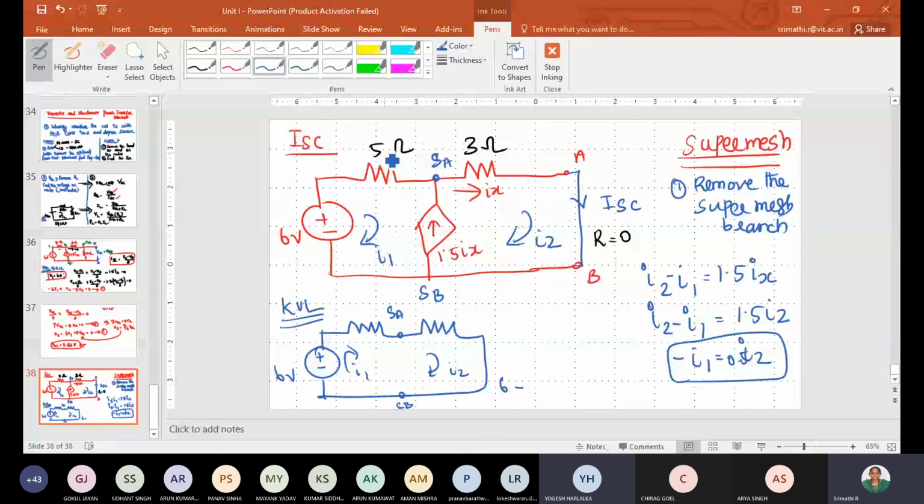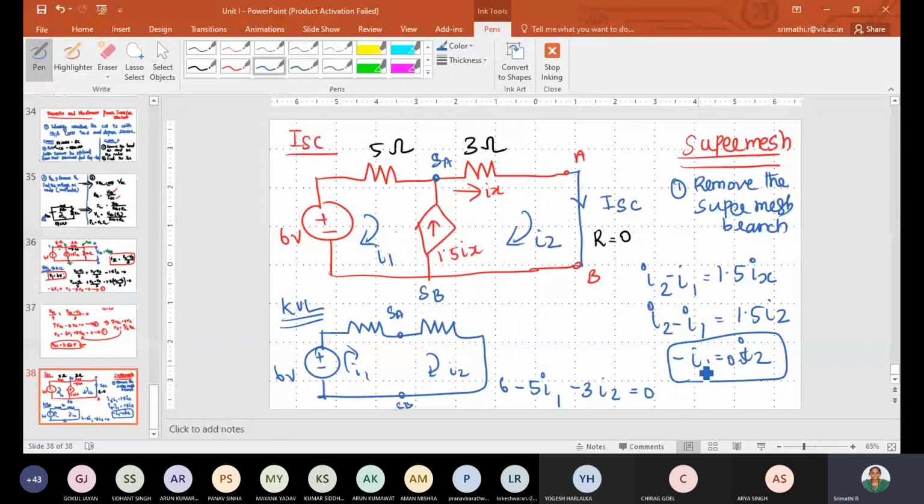Minus 5 I1. And we have removed this. Already we wrote the equation for the super mesh, so ignore that. So come to this 3 ohms. What is the current flowing in 3 ohms? It is only I2. Am I right? So minus 3 I2 is equal to 0.